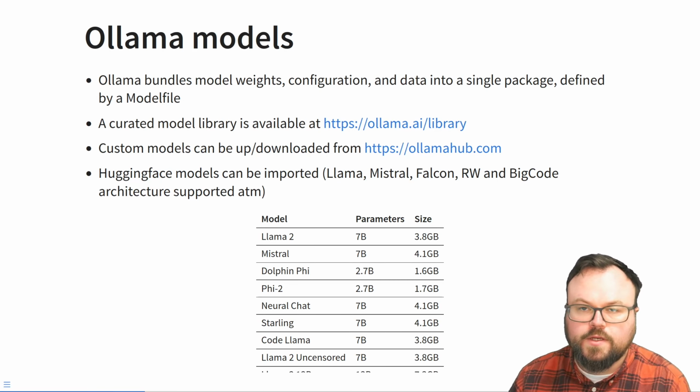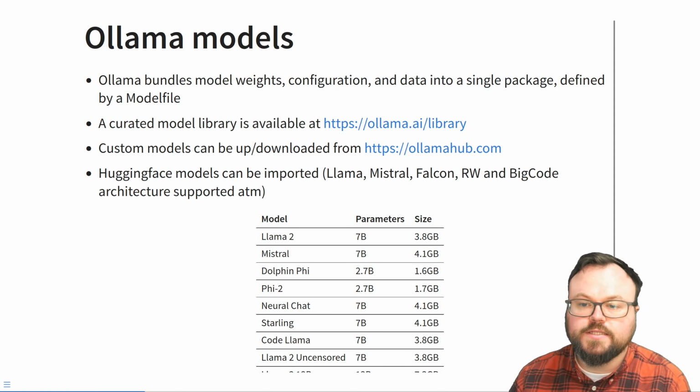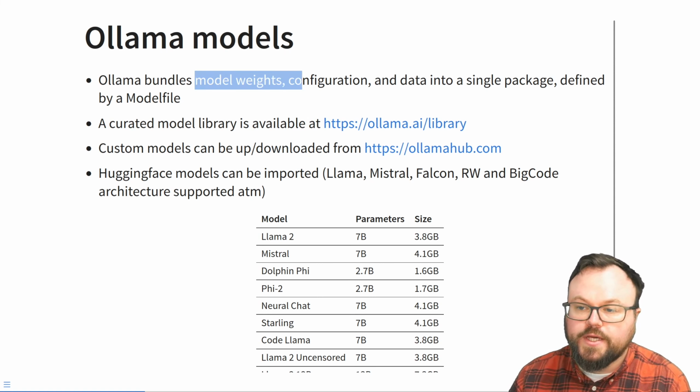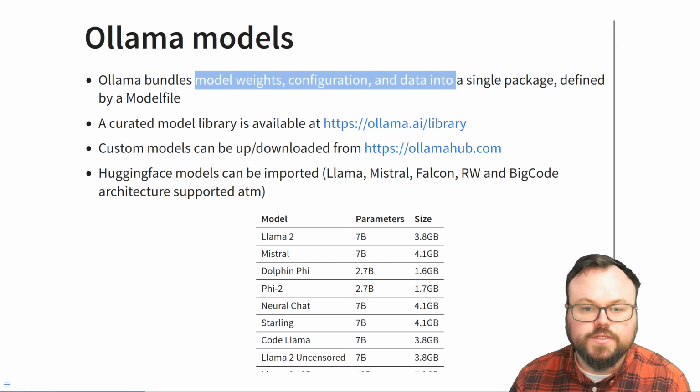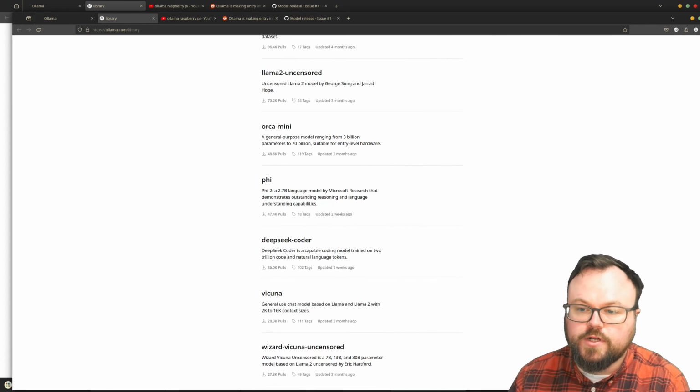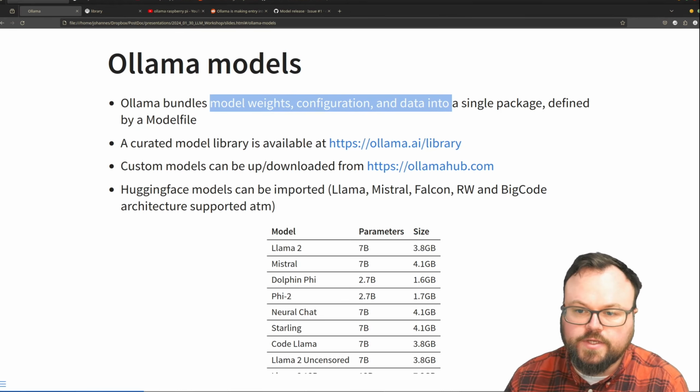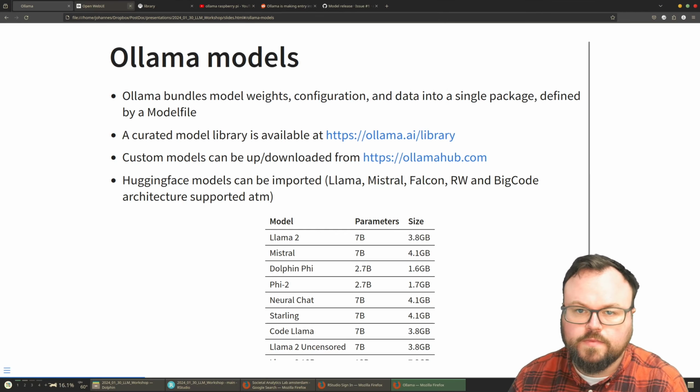So one reason why Ollama makes the whole process so easy is because it packages model weights, configuration, and data into the single model file. It offers a curated library, which is available here. And you can go through all of the models here. You can select one and then just download it.